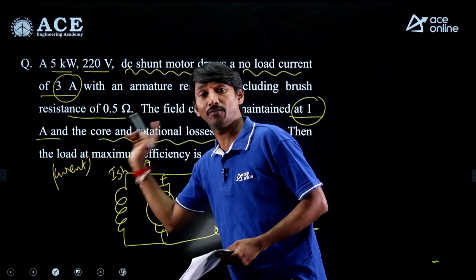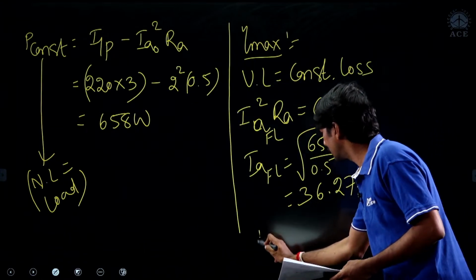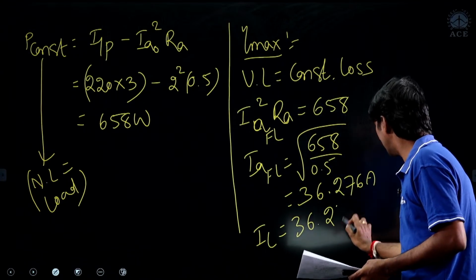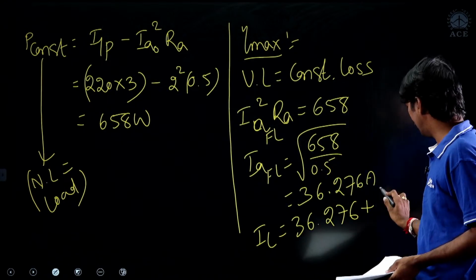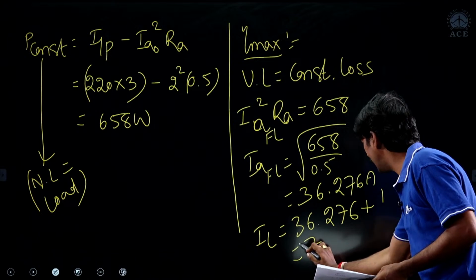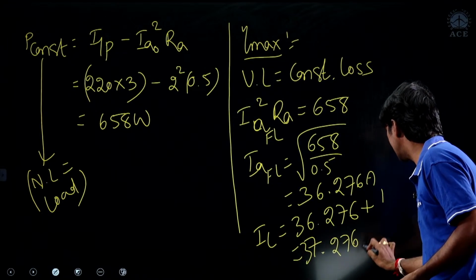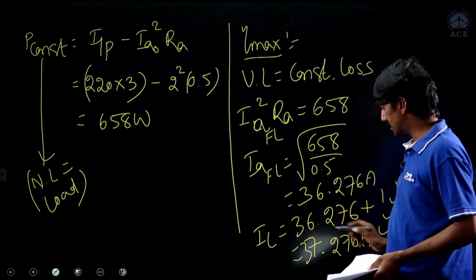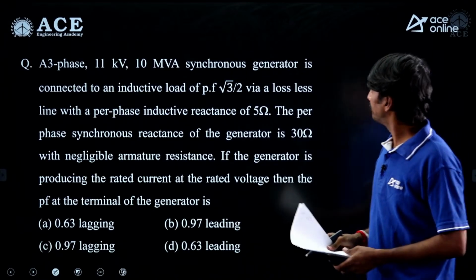The current from the supply mains. So nothing but the total current IL is equal to 36.276 plus what is the shunt field current? 1 ampere. Therefore, the final answer is 37.276 amperes. Nothing but he has given the no load values and he is asking for the full load value of current. And one more question.